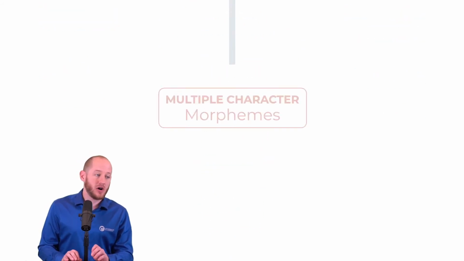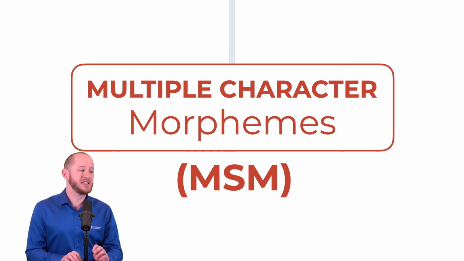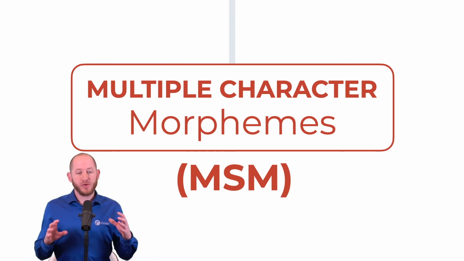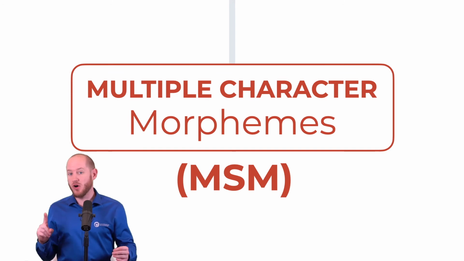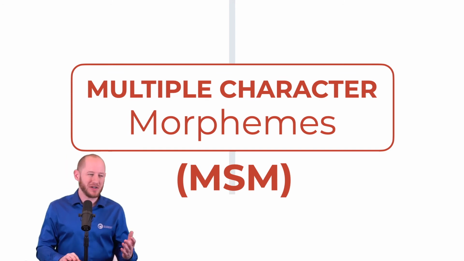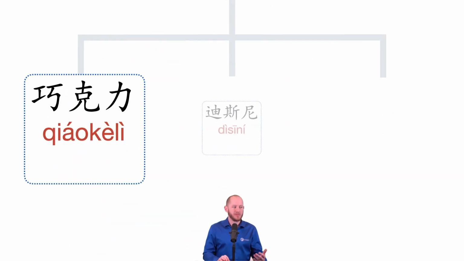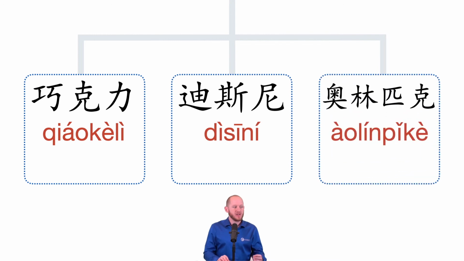And finally, there are multiple character morphemes. So these are 3 or 4 characters that all only have one meaning. And these are pretty much exclusively coming from borrowed words. So take a look at these 3 words and take a minute, see if you can figure out what they might mean. 巧克力, 蒂斯尼, 奥林匹克.